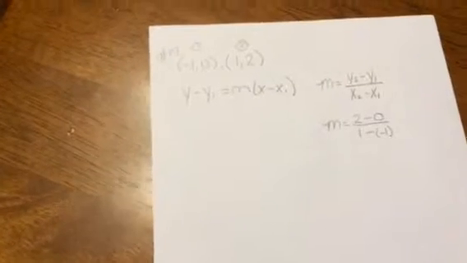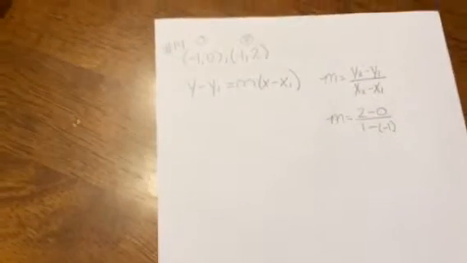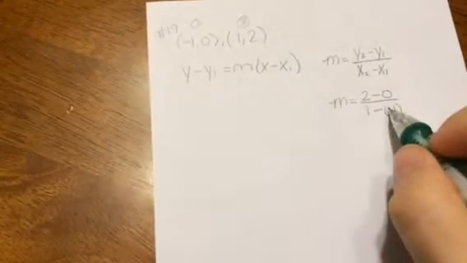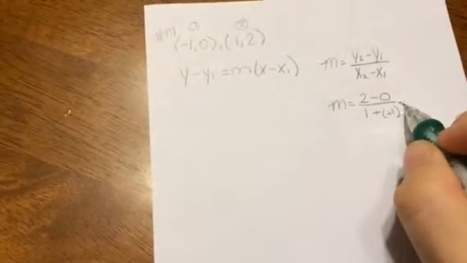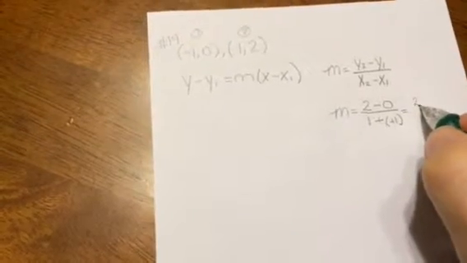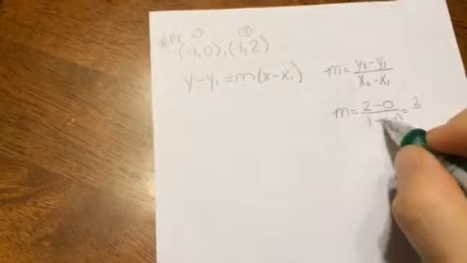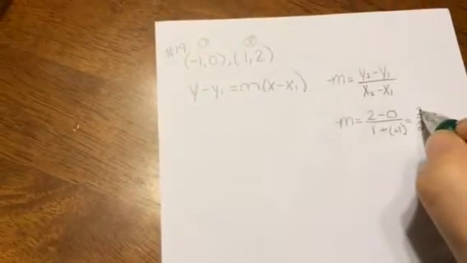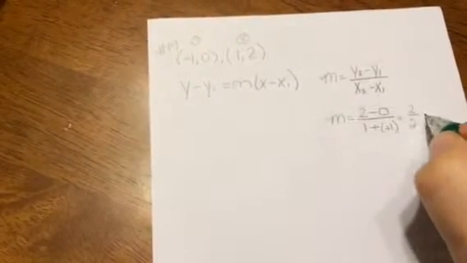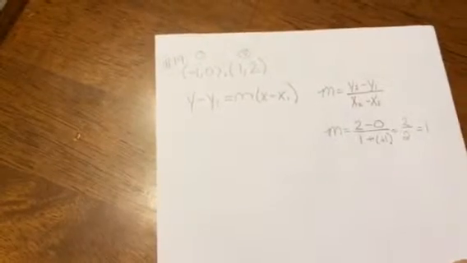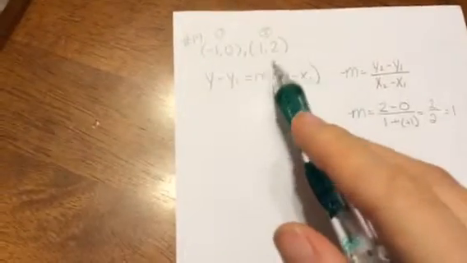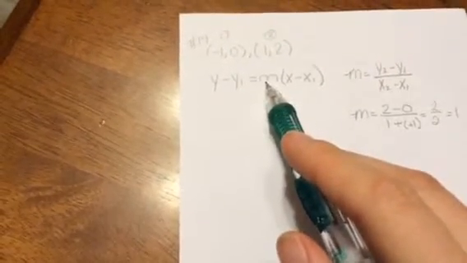Remember, we use those parentheses just so we don't lose that negative. Well, minus a negative, that double negative, becomes a positive. We've talked about that. And so 2 minus 0 is 2. 1 plus 1 is 2. And then we reduce this here. 2 divided by 2 is 1. So there's our slope. We automatically now can fill that in here.